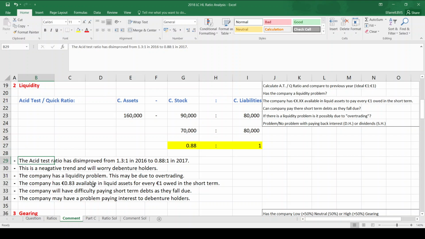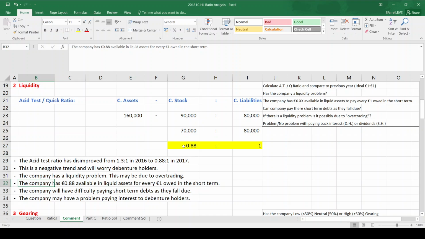Again, this is another standard sentence. The company has 0.88 euro or 88 cent available in liquid assets for every €1 owed in the short term. So for every €1 they owe in the short term, they have 88 cent. If this was 1.5 is to 1, they would have €1.50 for every euro they owe, which would be good. The company will have difficulty paying debts as they fall due. Okay, because it's less than 1 is to 1.